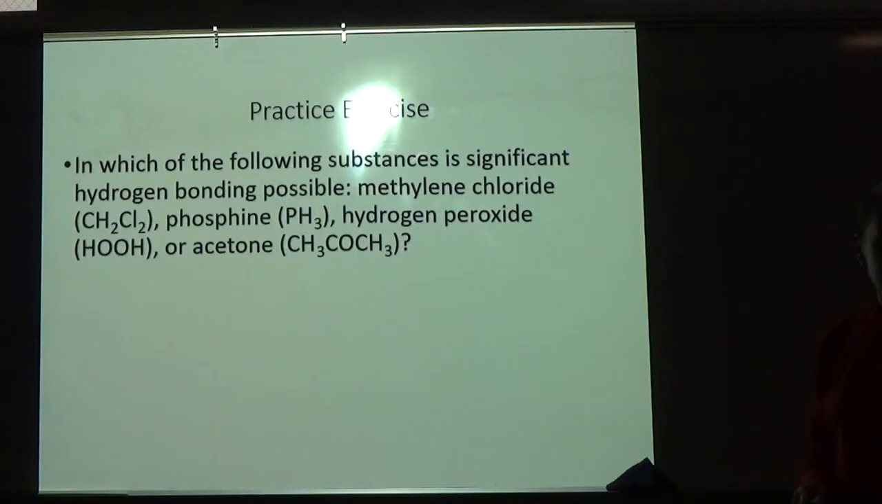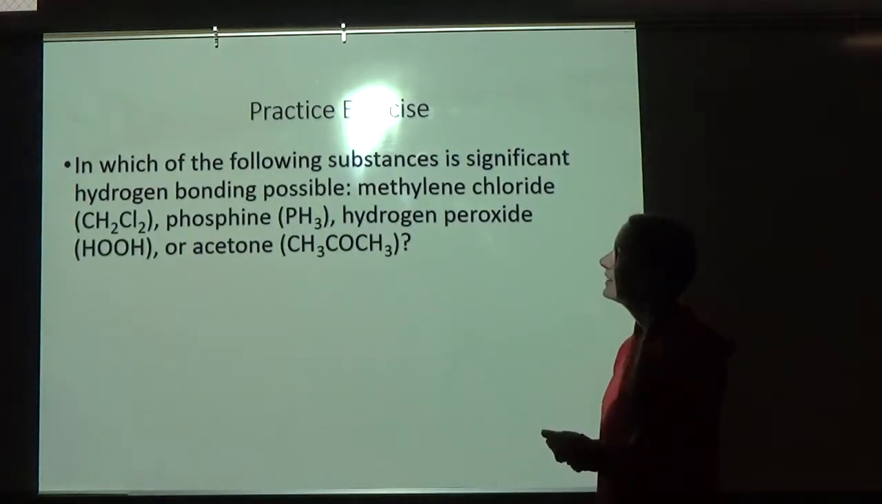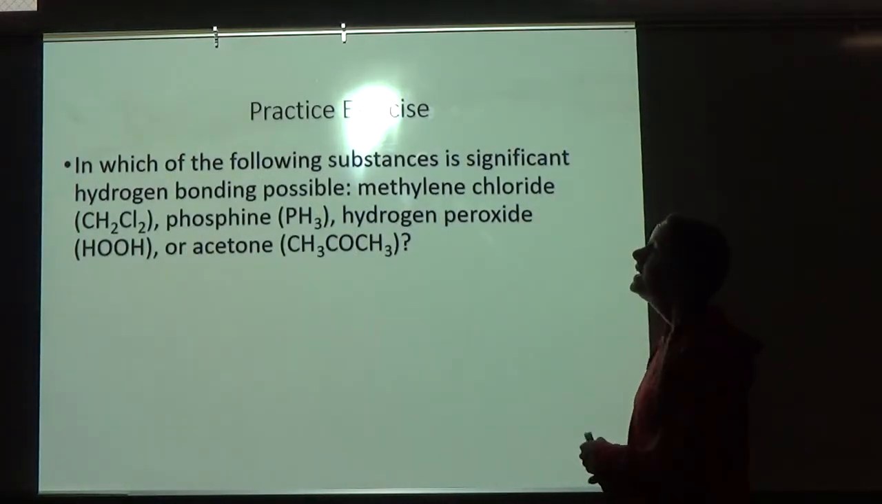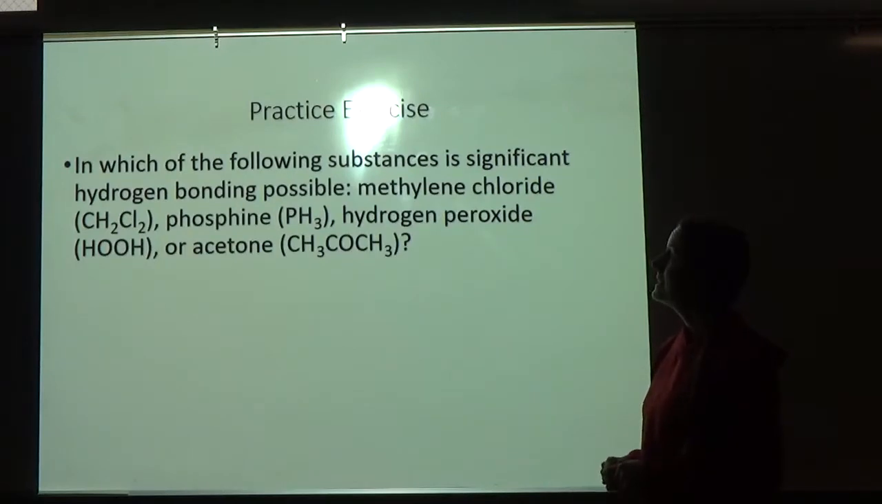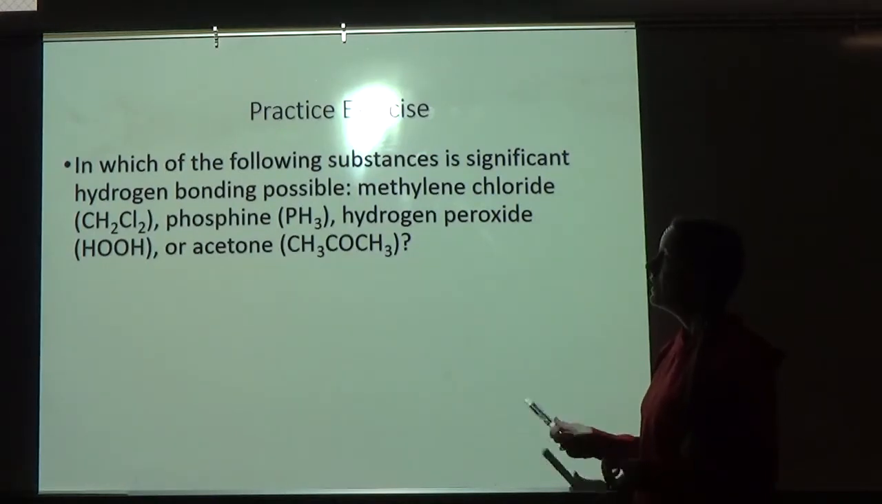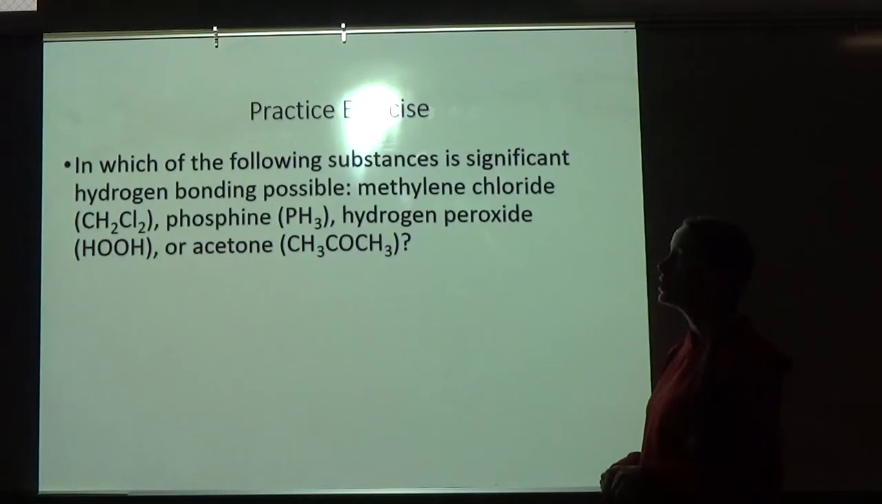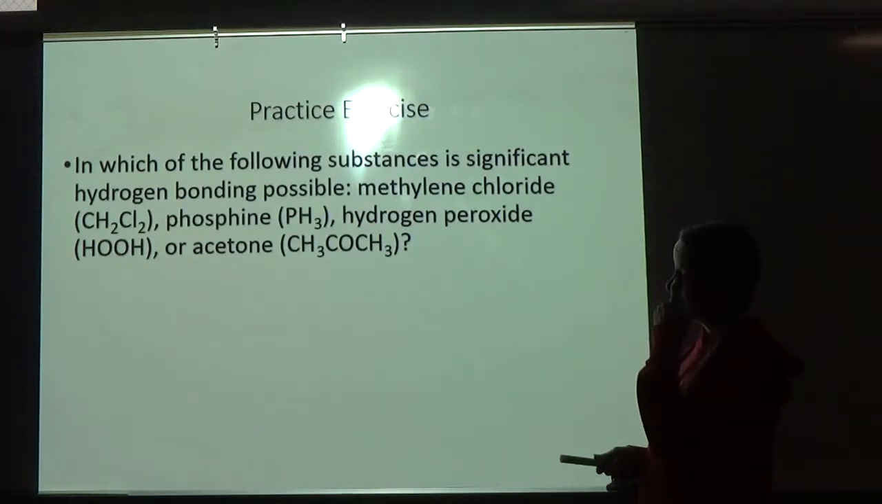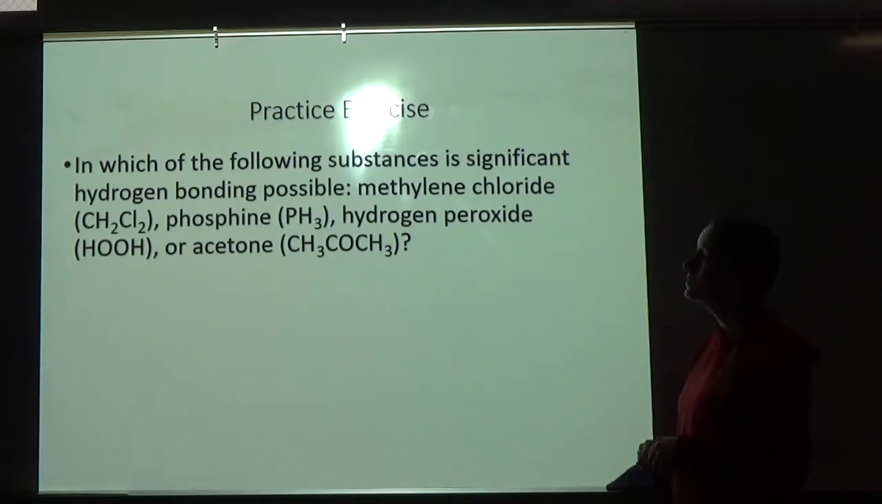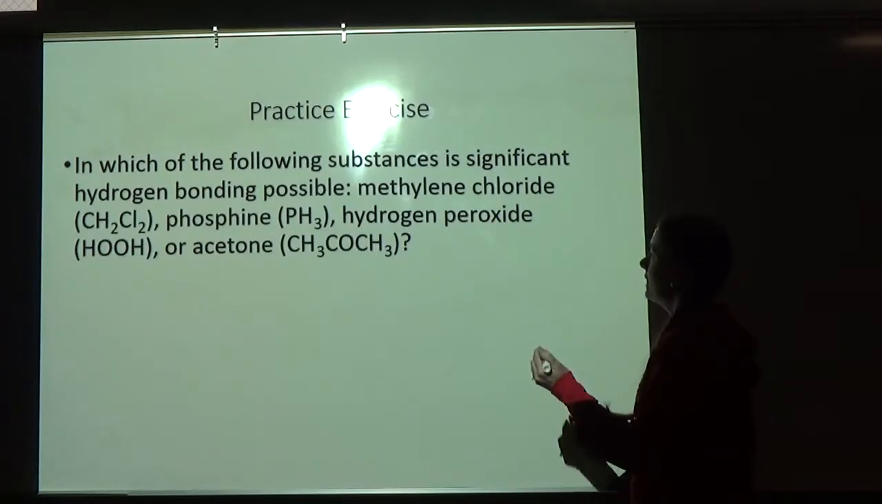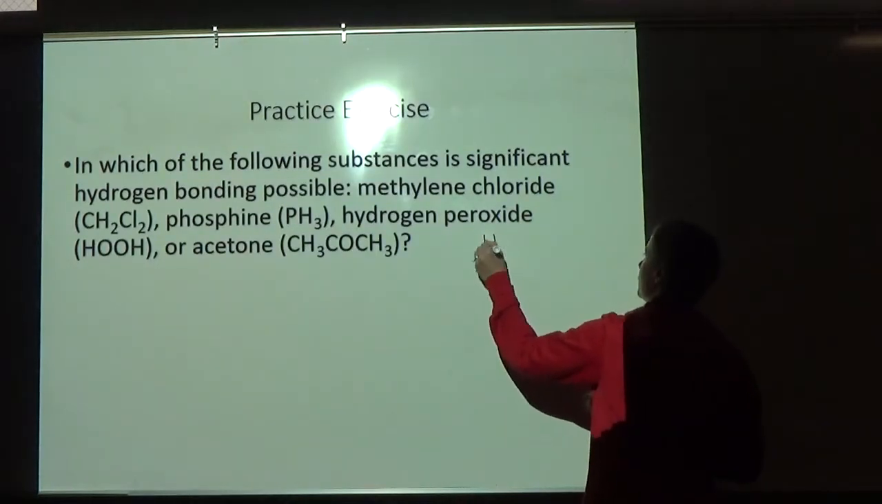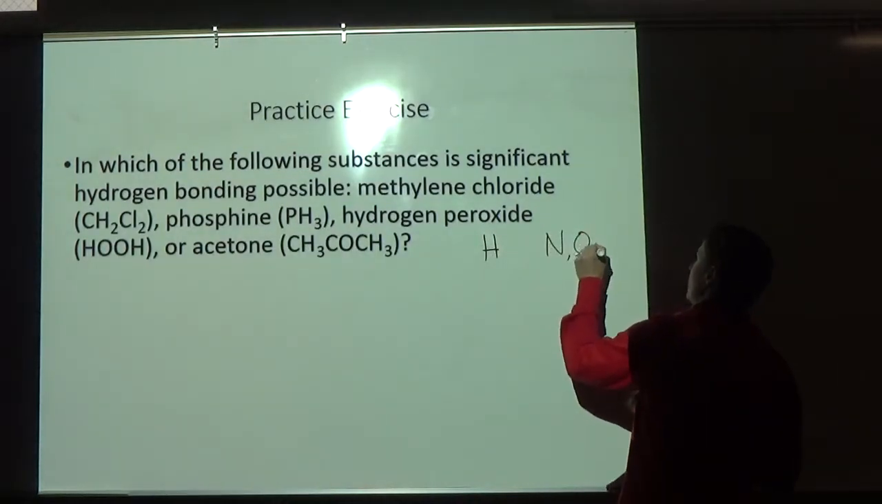Pause the video, you try this one, and then we'll look at it together. In which of the following substances is significant hydrogen bonding possible? We have methylene chloride, which is CH2Cl2. We have phosphine, which is PH3. We have hydrogen peroxide, which is HOOH. Or acetone, which is CH3COCH3. Again, we need to have hydrogen with N, O, or F.